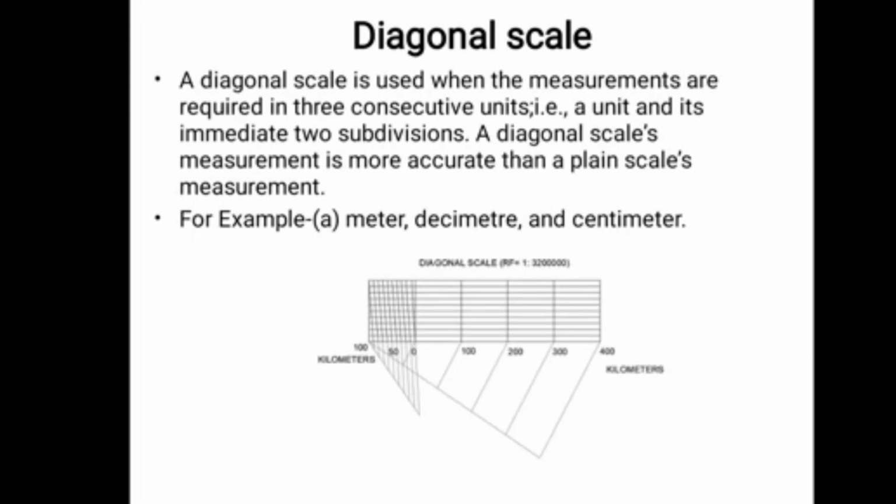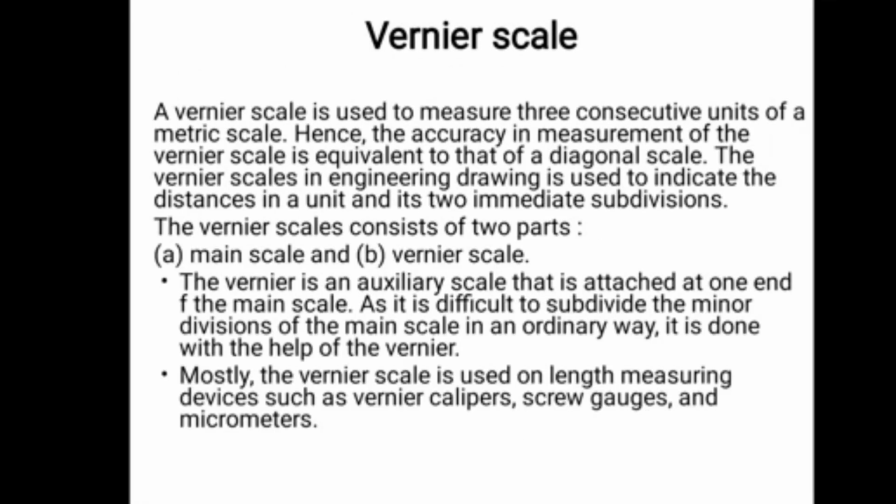The diagonal scale is at a slightly higher standard compared to the plane scale. Here we can go for three consecutive units, that is meter, decimeter, and centimeter. The diagonal scale gives more accuracy and precision compared to the plane scale.